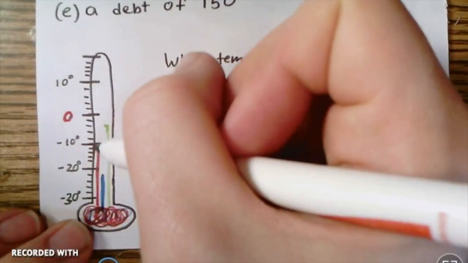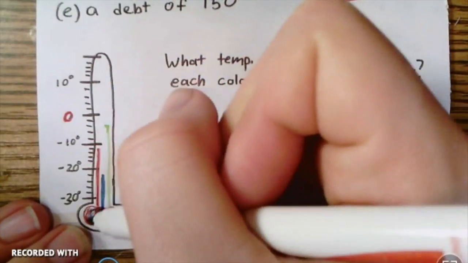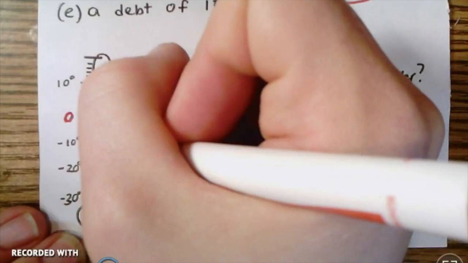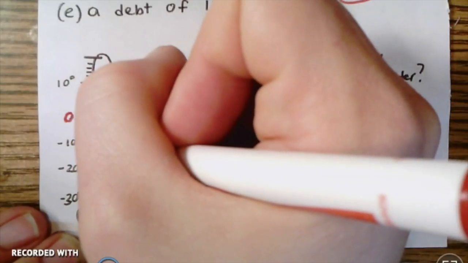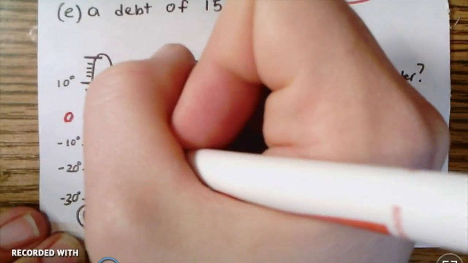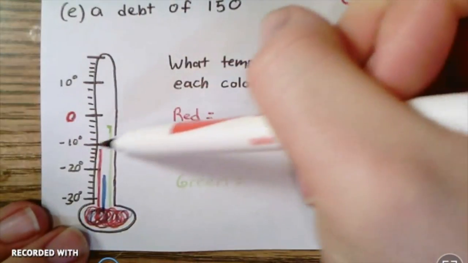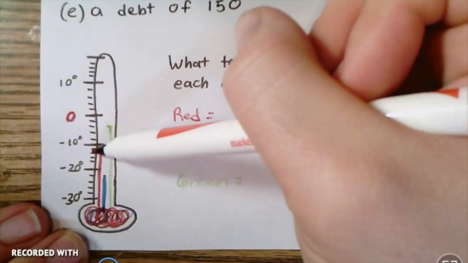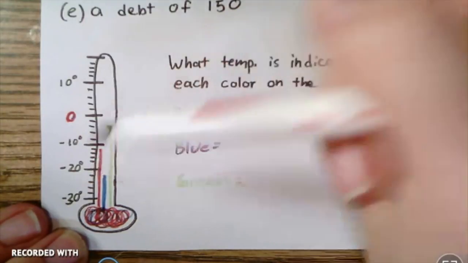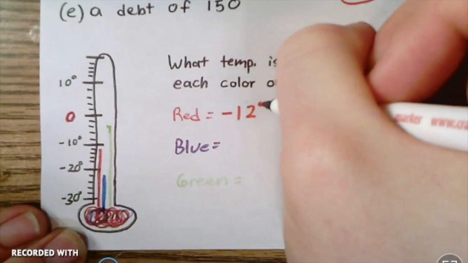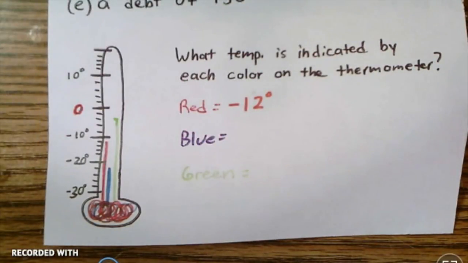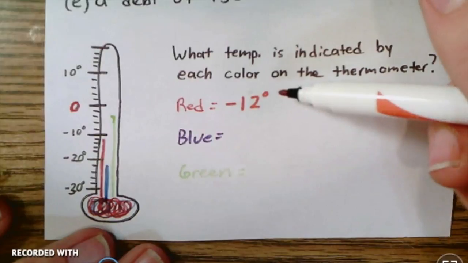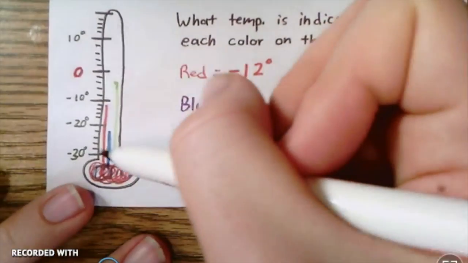So let's count. We're going to count down instead of counting up because these are the negatives. So I went from 0 to negative 10, and then I'm going to go to negative 12 because it's going by 2's. I can check my answer by going all the way down to the next line and making sure it's right. Negative 12, negative 14, negative 16, negative 18, negative 20. So that line is going to negative 12 degrees. And this thermometer is not marked Celsius or Fahrenheit, so if it was, I would need to write that as well.